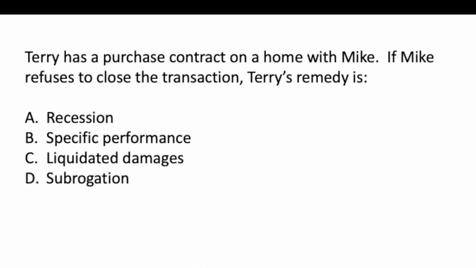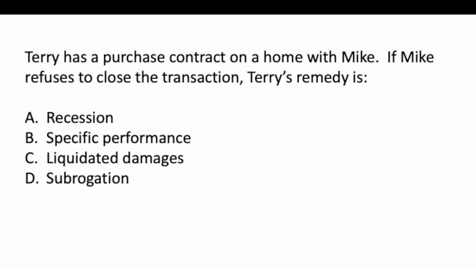Okay, the next question. Remember, we're going over 5 questions. This is our 3rd one, but I've thrown a few extra choices in there for you. Terry has a purchase contract on a home with Mike. If Mike refuses to close the transaction, what would Terry's remedy be? Would it be rescission, specific performance, liquidated damages, or subrogation? Well, the correct answer on this is what? If you look back at that question, I think it's probably B. And the answer is B, specific performance.